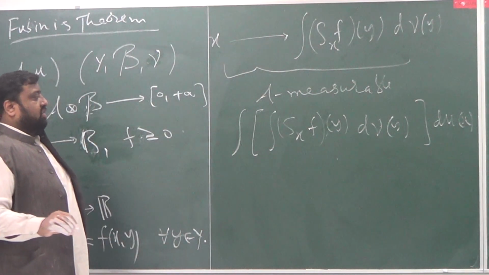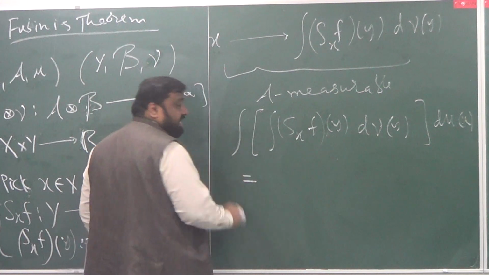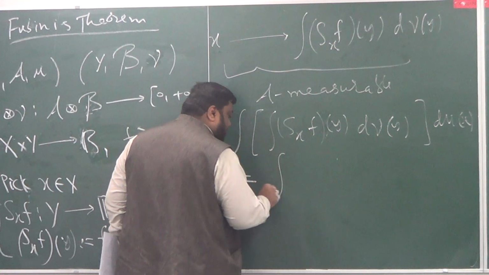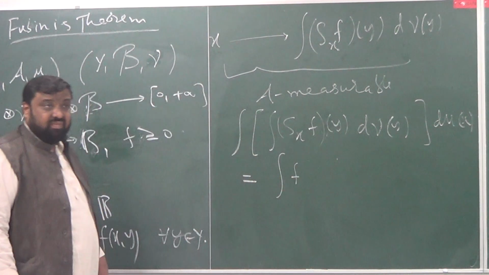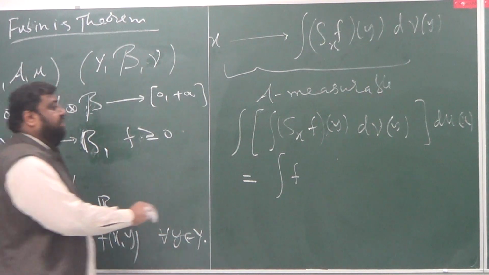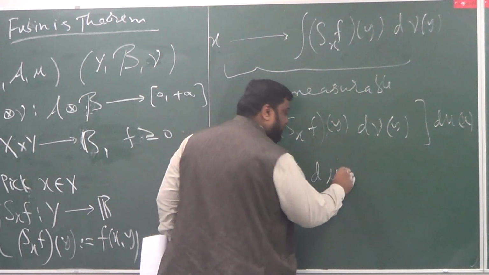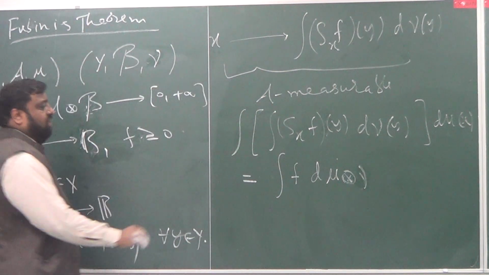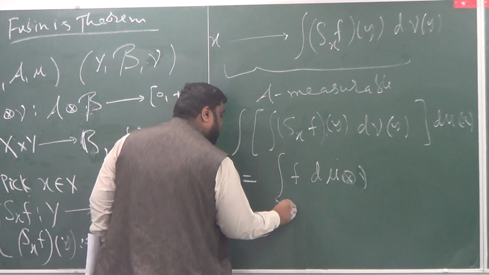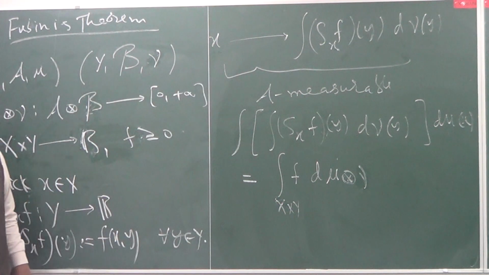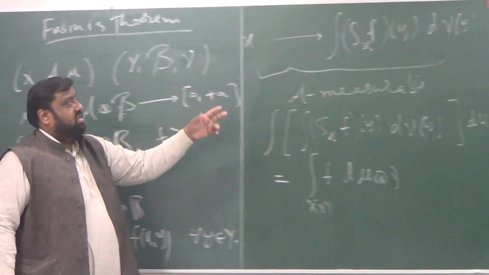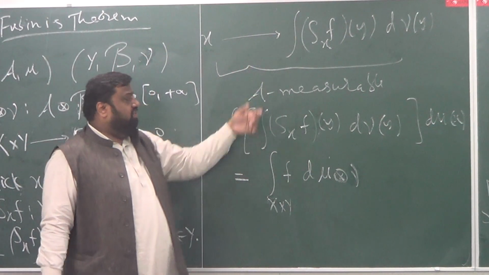So the Fubini theorem says that if you compute this integral, it turns out that this integral is equal to the integral of f with respect to the product measure, and obviously the underlying space here is X cross Y. Are you getting the point? So basically, in order to reach here, I need to prove three things. Number one, the section is measurable. Number two, this map is measurable. And the third thing is to show the equality here.